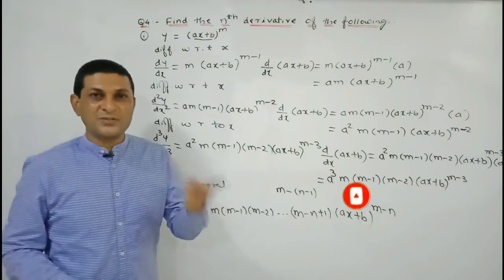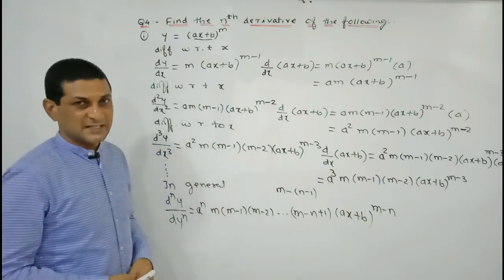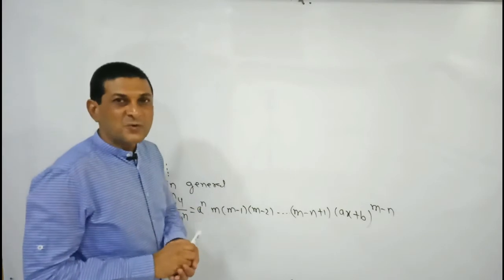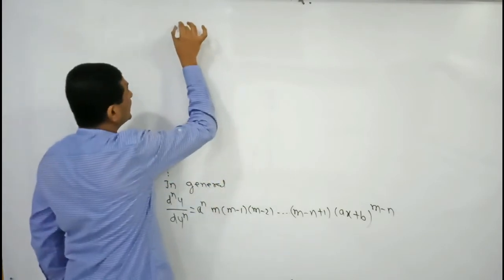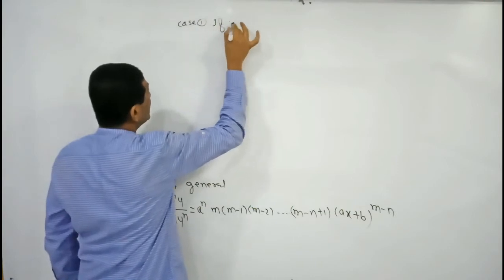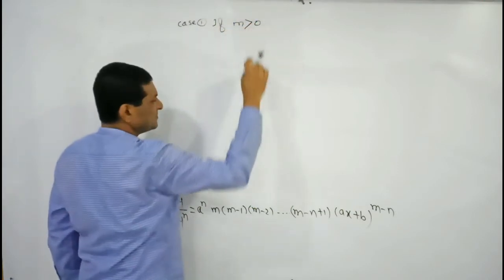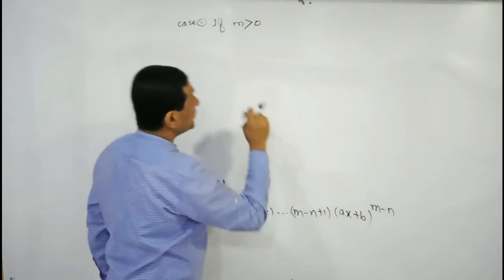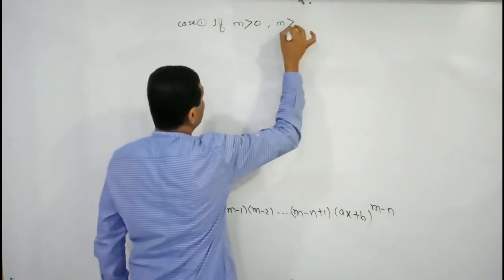So let us now discuss which are these 3 different cases. Now try to understand the case first. In case first, we are considering that if m is positive, means power, what is m? M is nothing but its power, that m is positive and m is greater than n.